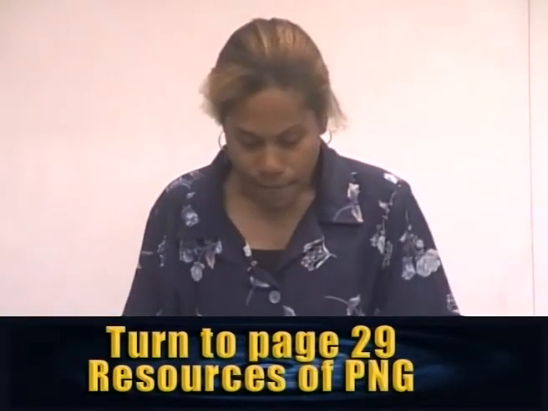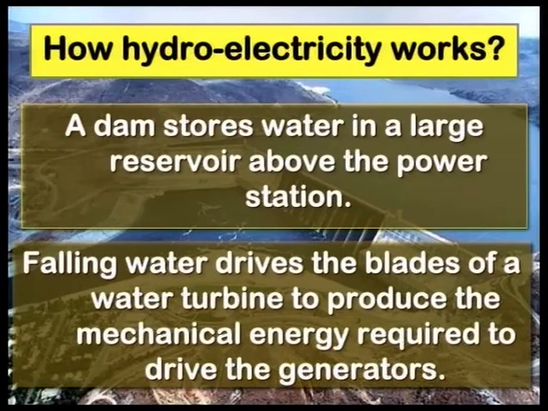We have a dam. A dam stores water in a large reservoir above the power station. Falling water from where? Where do we get the falling water from? Yes, from the river, but from the dam or the reservoir. The water from the reservoir drives the blades of a water turbine to produce the mechanical energy required to drive the generators. I'll explain to you here.